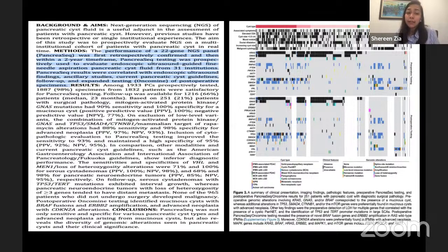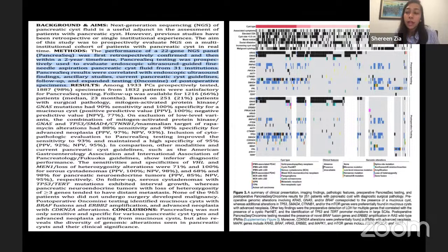In that study, they found that the normal guidelines that we were seeing before, the ACG and AGA guidelines, had relatively low sensitivity and specificity. If we added PancreaSeq testing to that, it increased the sensitivity and specificity of those tests. It increased from 72 to 96% for advanced neoplasia, and from 86 to 98% specificity for detecting those cases.